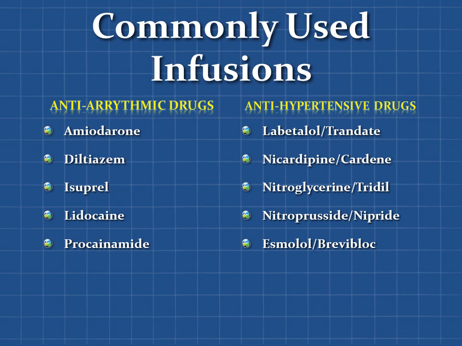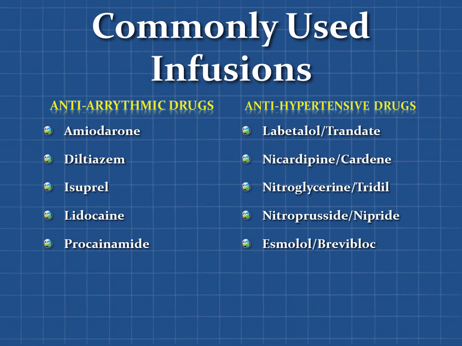Antihypertensives like labetalol, Cardene, Tridil, Nipride and esmolol. Antihypotensives for shock, sometimes called vasopressors, like dopamine, dobutamine, epinephrine, phenylephrine, and vasopressin. Anticoagulants include abciximab, argatroban, Angiomax, Integrilin, and heparin. Neuromuscular blockers or paralytics like Nimbex, Pavulon, Norcuron, and Zemuron.